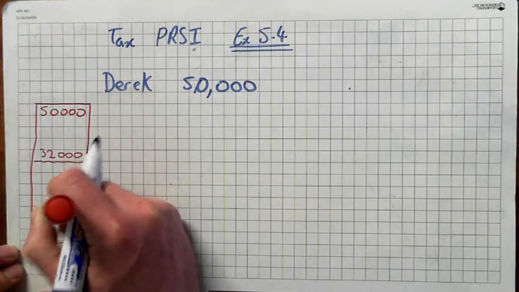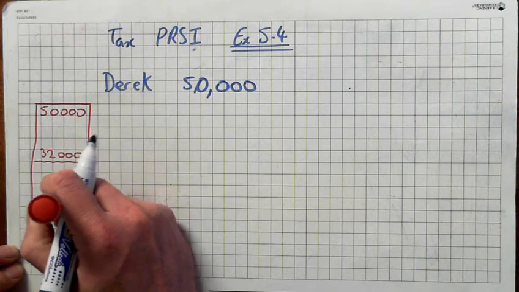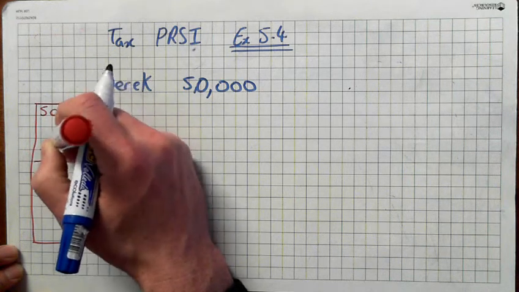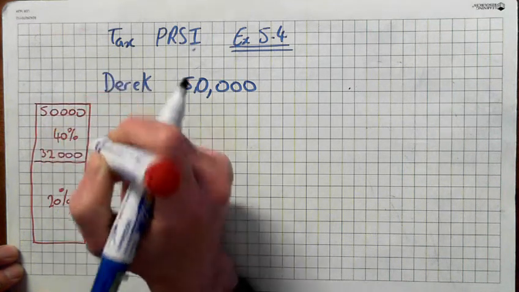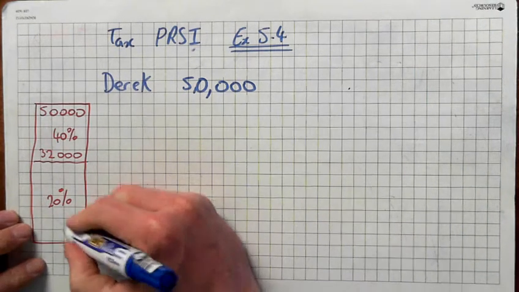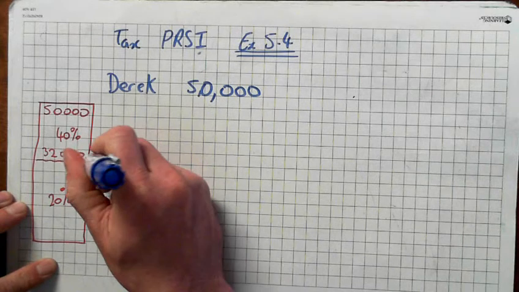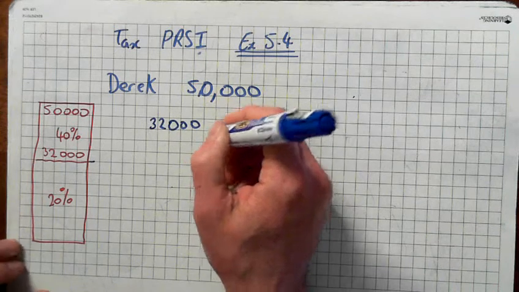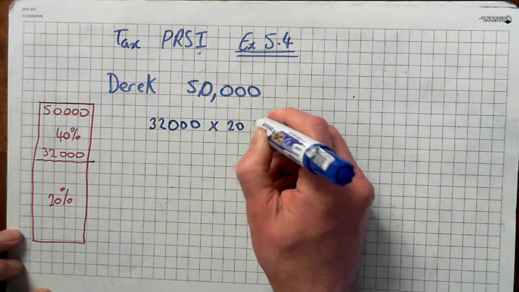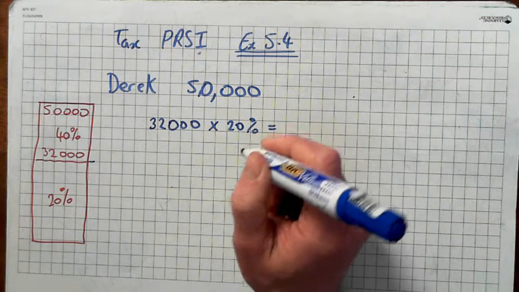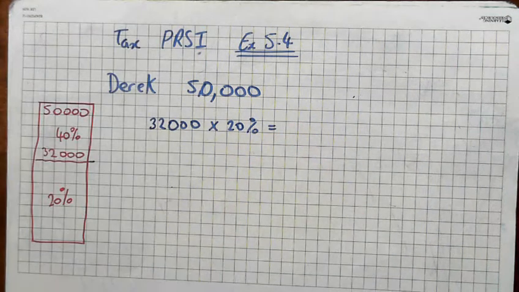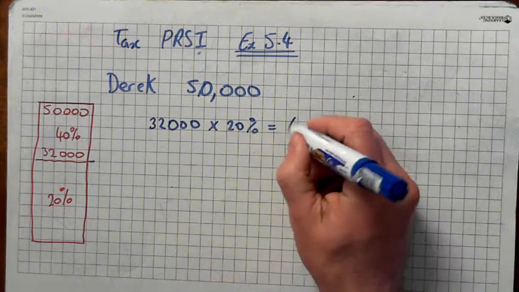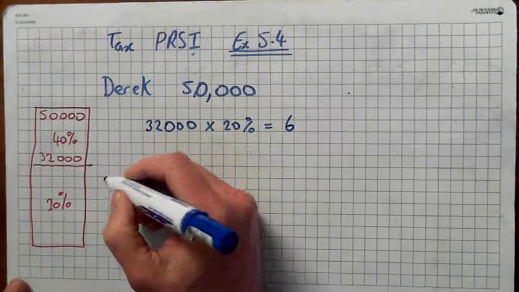The tax for the first 32,000 is at 20%. And the tax he pays on the amount of money from 32,000 to 50,000 is 40%. So the first thing we'll do is calculate his tax at 20%. So this is the cut-off point, 32,000, by 20%, or that's the same as 32,000 by 0.2. So the tax he pays here is 6,400.